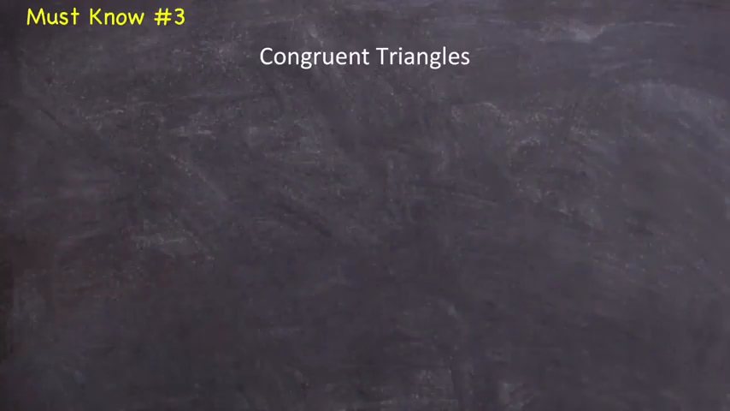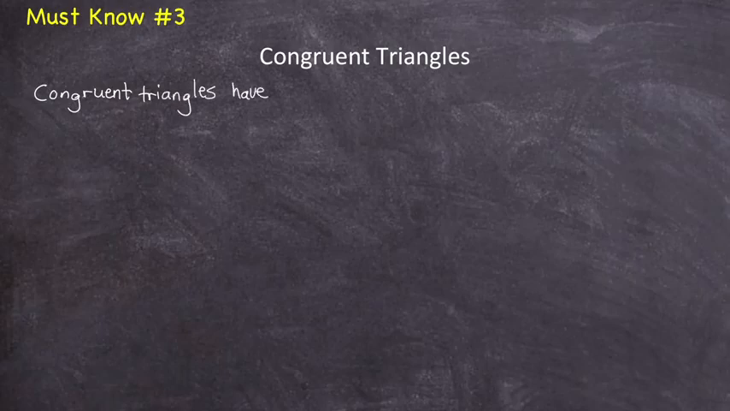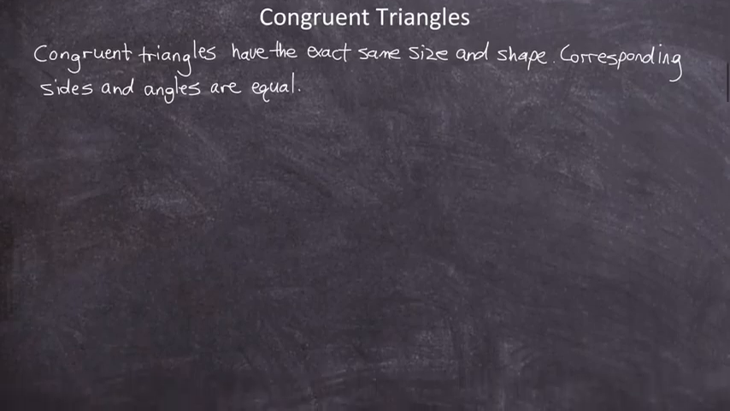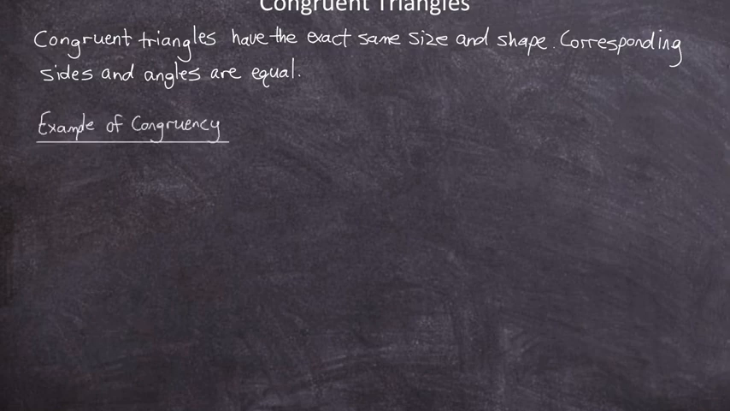Must know number 3, congruent triangles. Congruent triangles have the exact same size and shape, and corresponding sides and angles are all exactly equal to each other. So let me give you an example of two congruent triangles. If I were to draw two congruent triangles, I can just draw any triangle to start with. I'll just draw some triangle ABC.